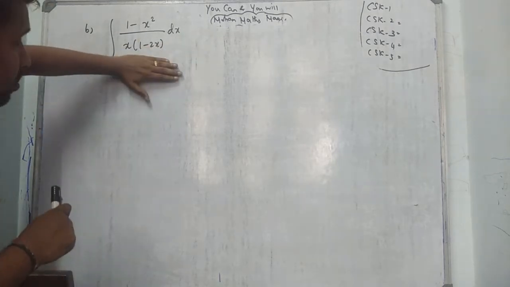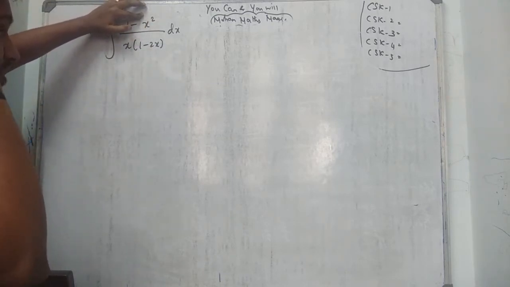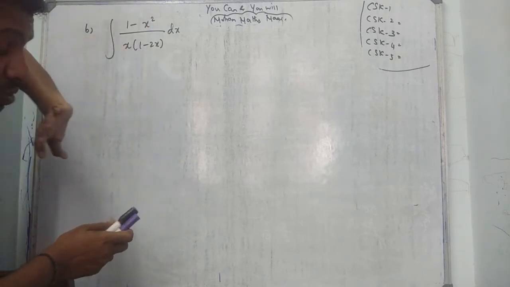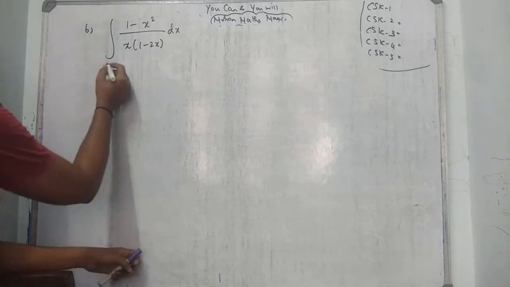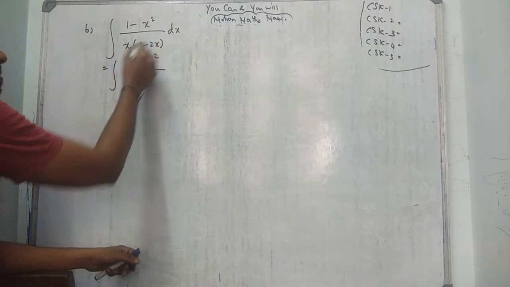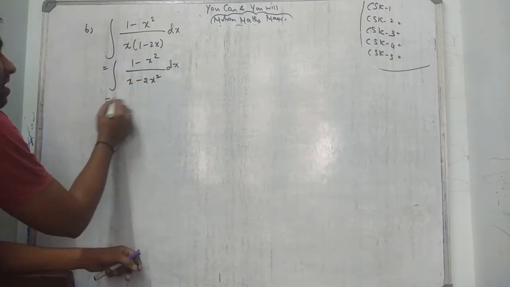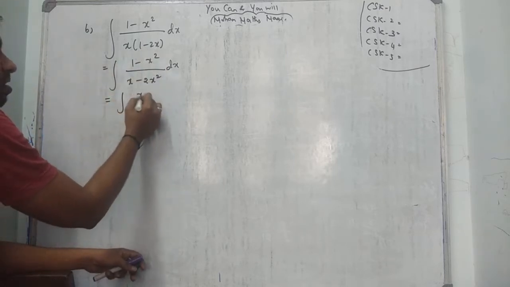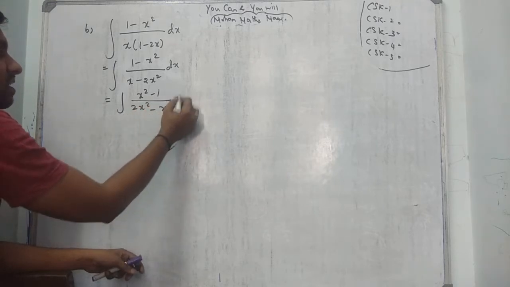Like this sum, you have to check that the numerator power is a linear polynomial, only if the power of x is 1 you have to use CSK2 and 3 and all. So for numerator power quadratic, just multiply inside. So 1 minus x square upon, multiplying x inside, x minus 2x square. Numerator minus a common, denominator minus a common. So I got x square minus 1 upon 2x square minus x dx.